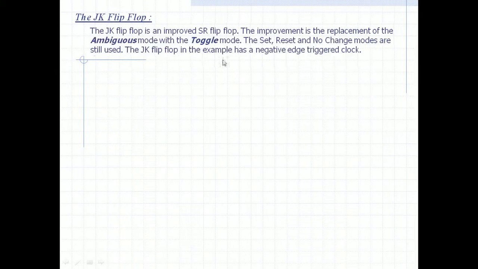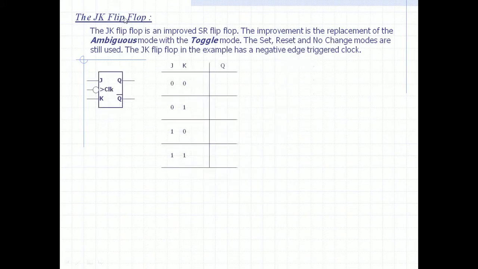Let us look at JK flip-flop. JK flip-flop is an improved SR flip-flop. We have learned about SR flip-flop, set reset flip-flop. So what is the improvement? The improvement is the replacement of the ambiguous mode with the toggle mode. Toggle mode means state change, transition.